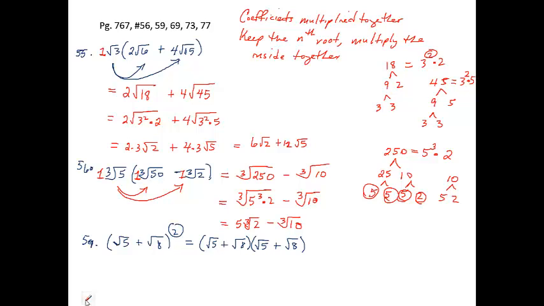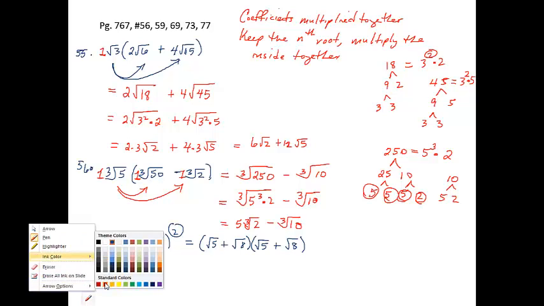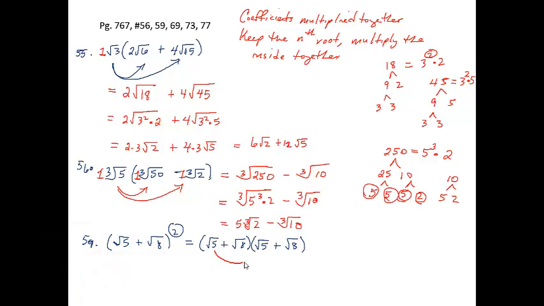And then we're going to multiply this out using our FOIL, which basically says each term in the first group is going to multiply each term in the second group. So the square root of 5 times the square root of 5, well, the rule is to keep the square root and multiply the insides together.